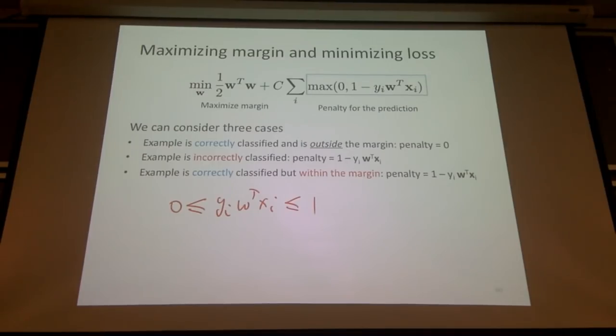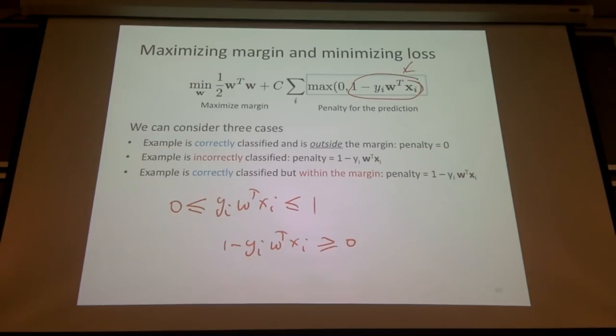If it's between 0 and 1, that means 1 minus y_i w transpose x_i is greater than 0, right? Which means in the penalty term, this term still wins. It's greater than 0, so the classifier has to pay a small penalty for putting points within the margin. So there is an incentive for the classifier not just to classify points correctly, but to put them on the other side of the margin, farther away from the hyperplane, so that we get a margin of safety, so that the margin is maximized.